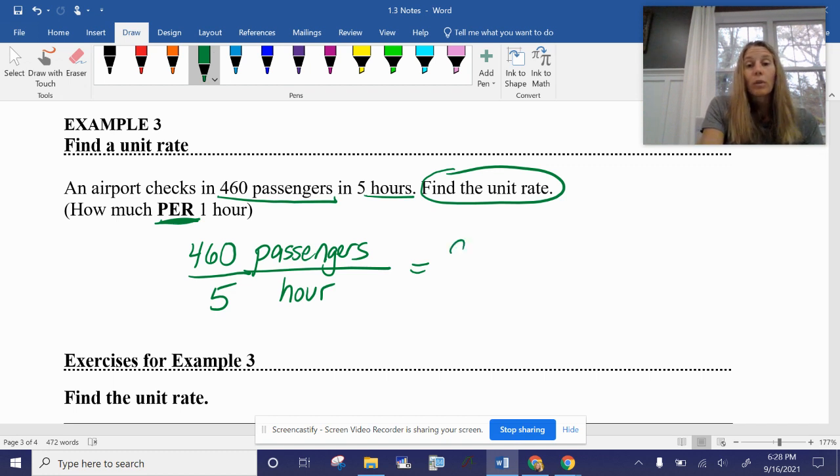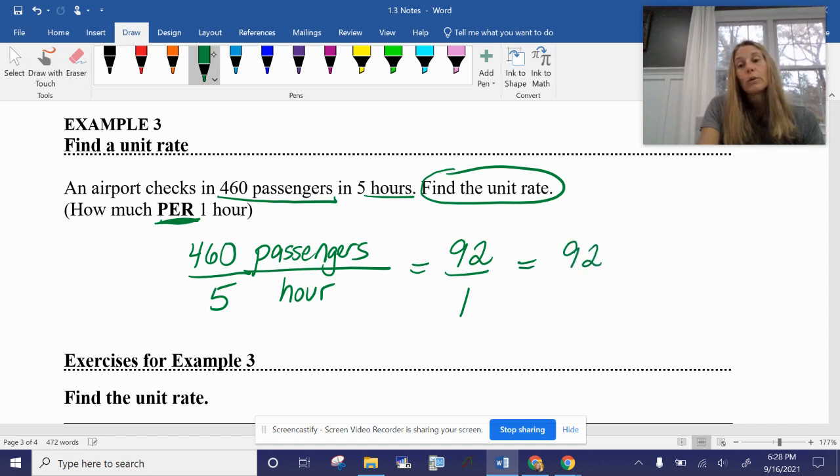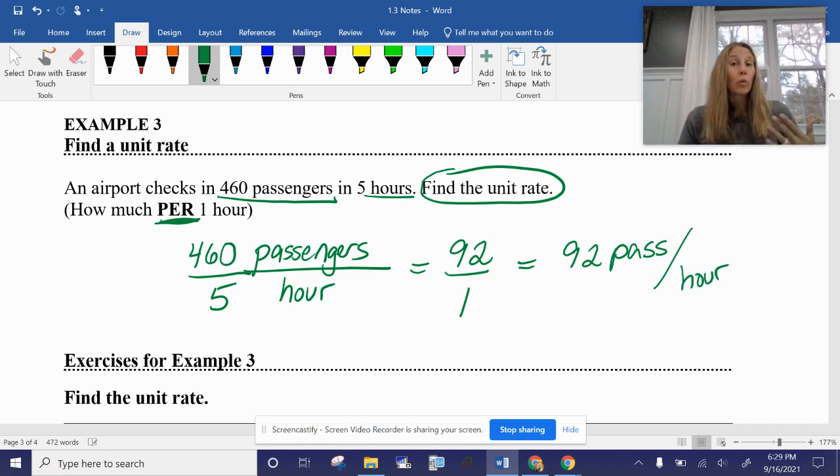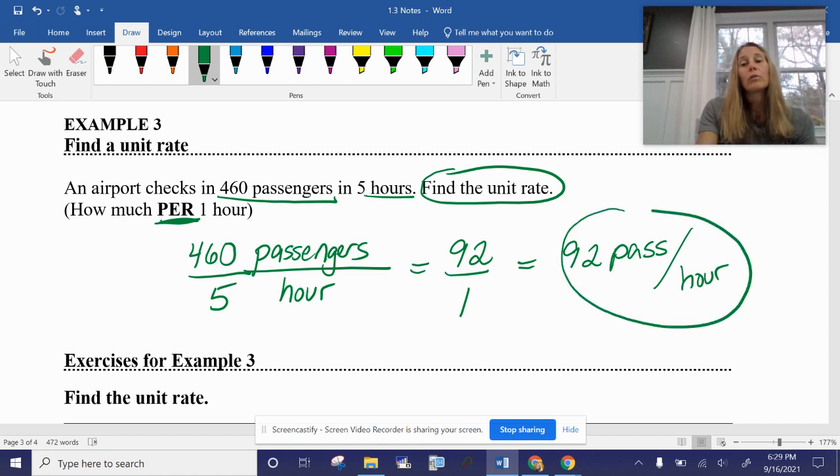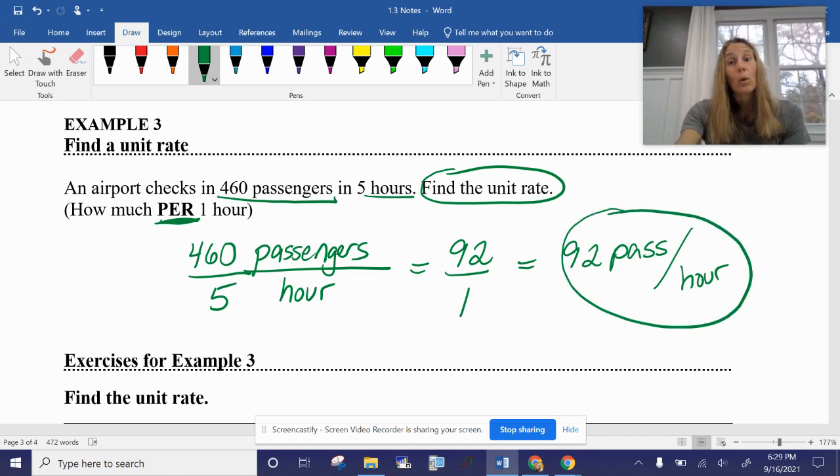Now this one, we end up with 92, which would be over 1. So then that is 92 passengers per hour. Now you can write the word per, or that slash, which is like a division sign, really indicates or represents that word per. So the answer here would be 92 passengers per hour.